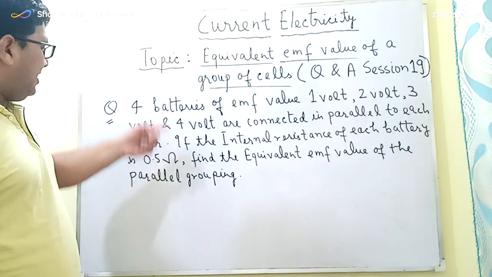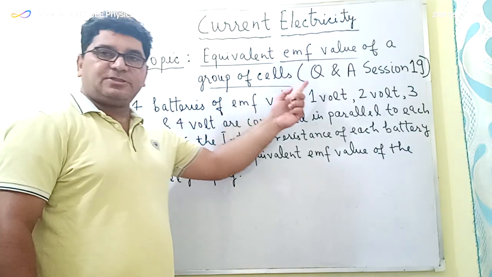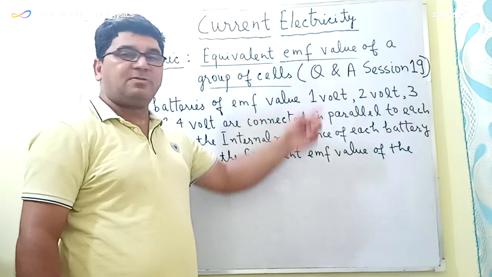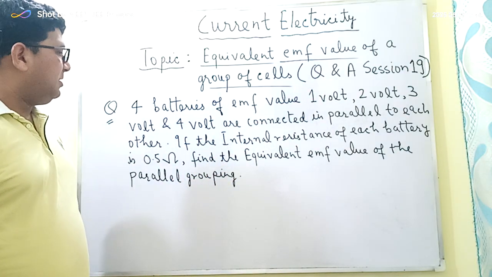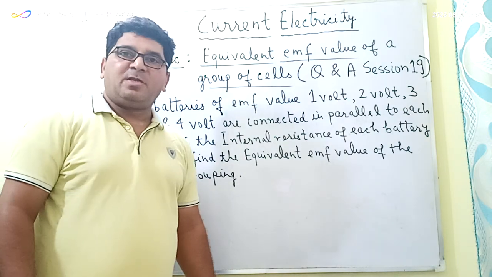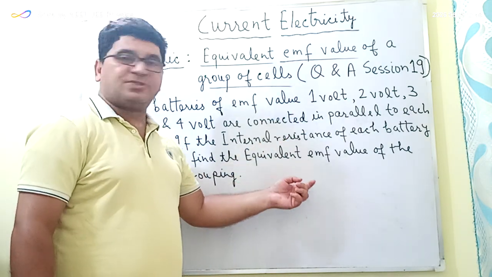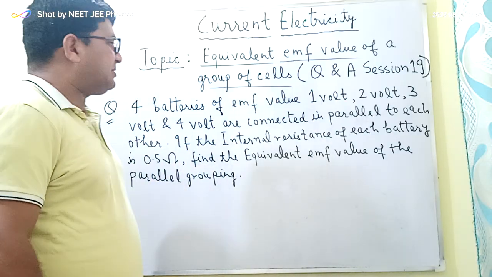Based on this session, I have one question which is written here on this board. This session is in continuation of session number 18, in which we have studied the grouping of cells, and how to calculate the equivalent EMF in the case of series grouping of cells and in the case of parallel grouping of cells.